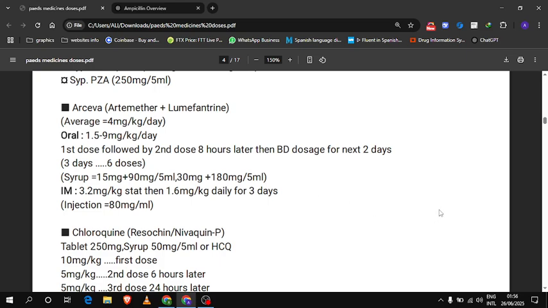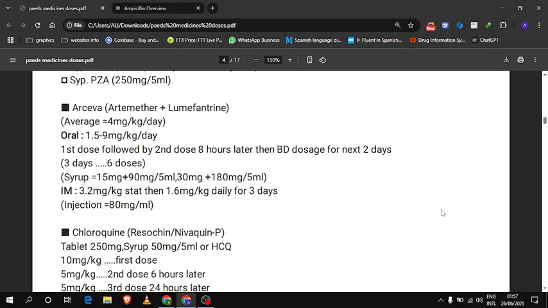Let's check the dose. Average is 4 mg per kg per day. The oral dose is 1.5 to 9 mg per kg per day. You can say it's very variable. Now we will see how we will give. First dose followed by second dose at 8 hours and then BD. So you will give the first dose and then after 8 hours the second dose, and then on the next days you will give it BD, meaning 12 hourly. So it will be 3 days and 6 doses.